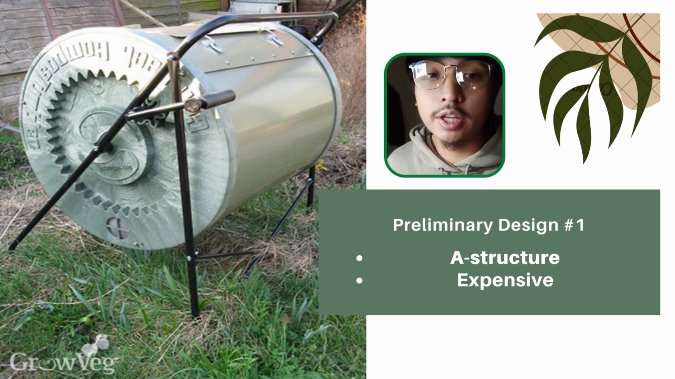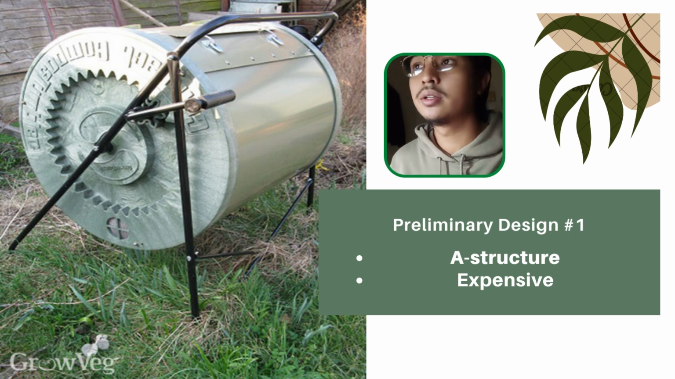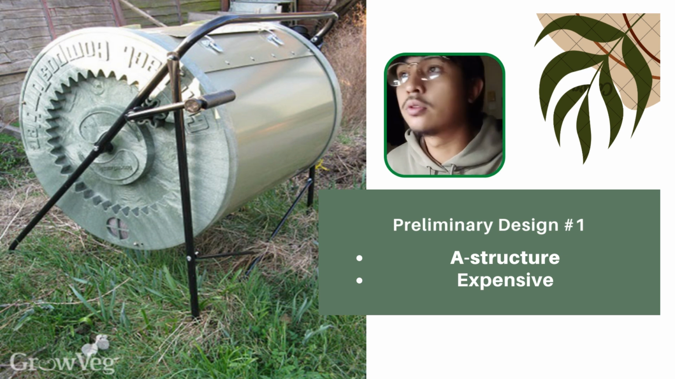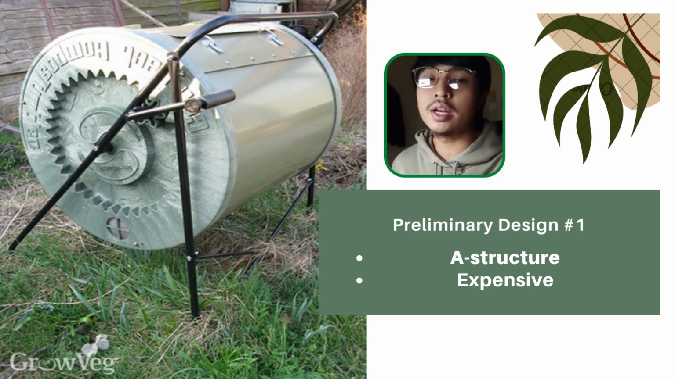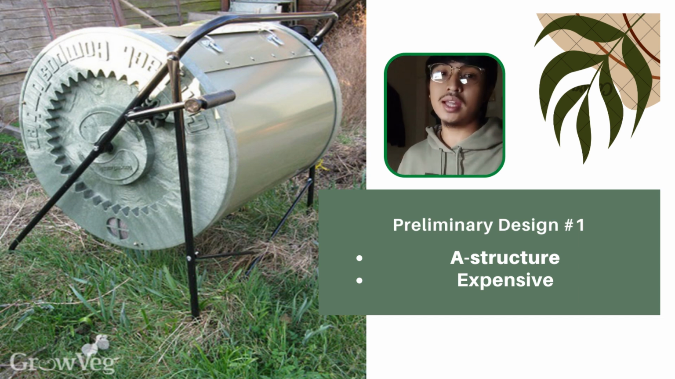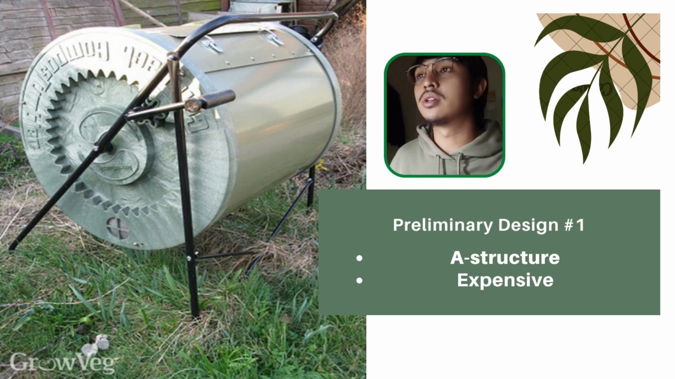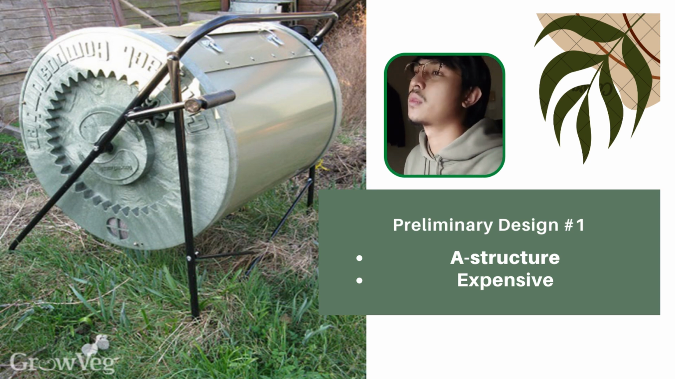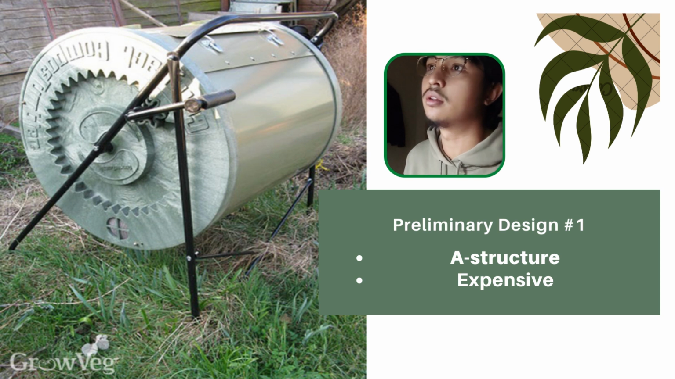So I will talk about preliminary design one, which is the A-structure composter. From the figure, we can see the composter is very ergonomic because we can stand while rotating the machine. It is very easy to use, but the downside is that it is very expensive because the material of the structure is metal.